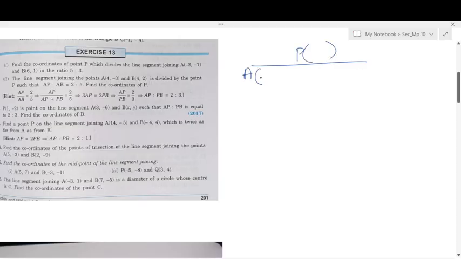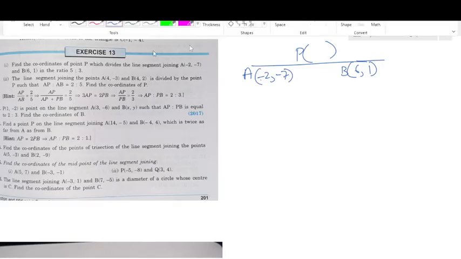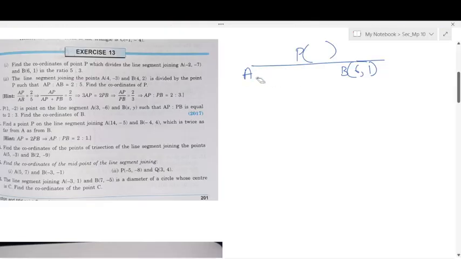What is the value of A given? Minus 2 comma minus 7. And B, what is B? What's the ratio between them? Ratio is 5 is to 3. M is 5 is to 3. A is minus 2 comma minus 7. B is equal to 6 comma 1.